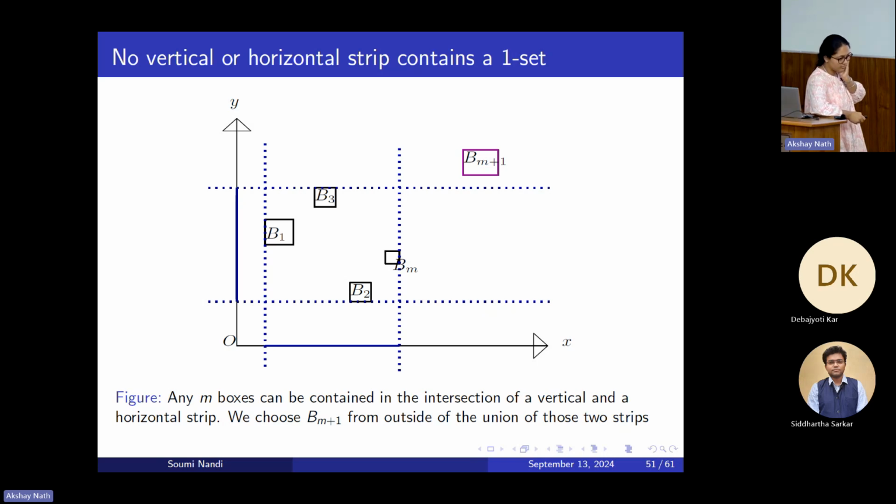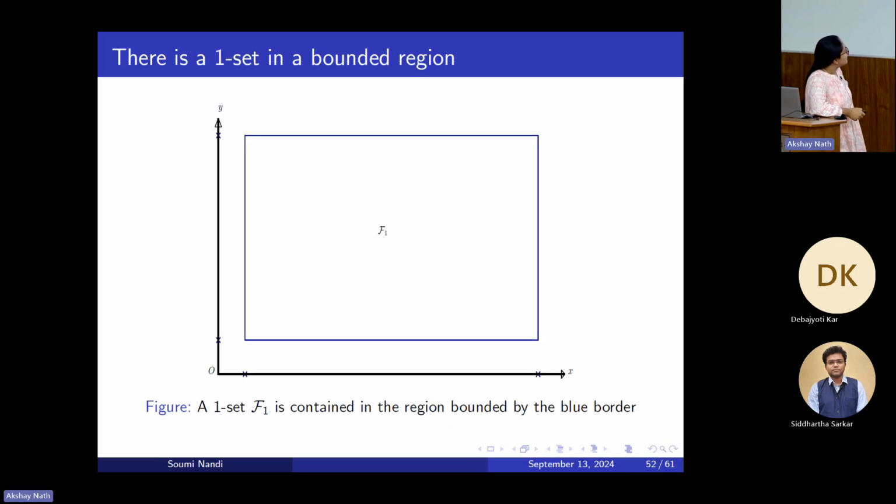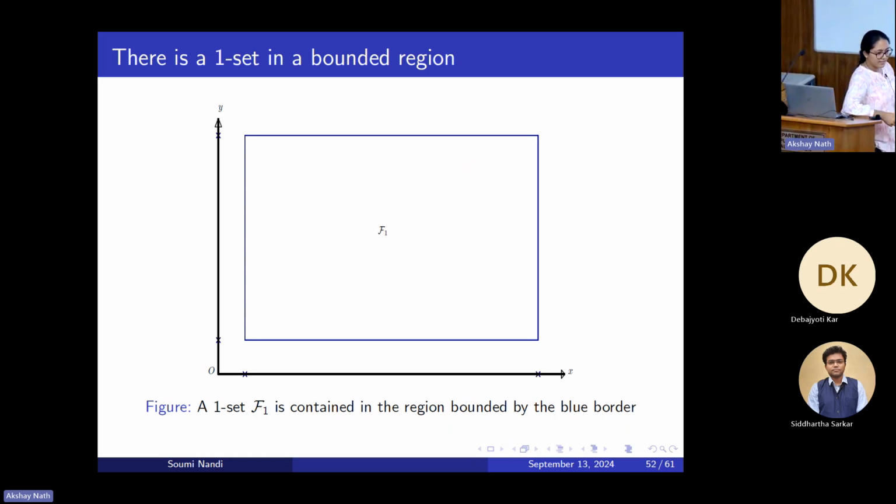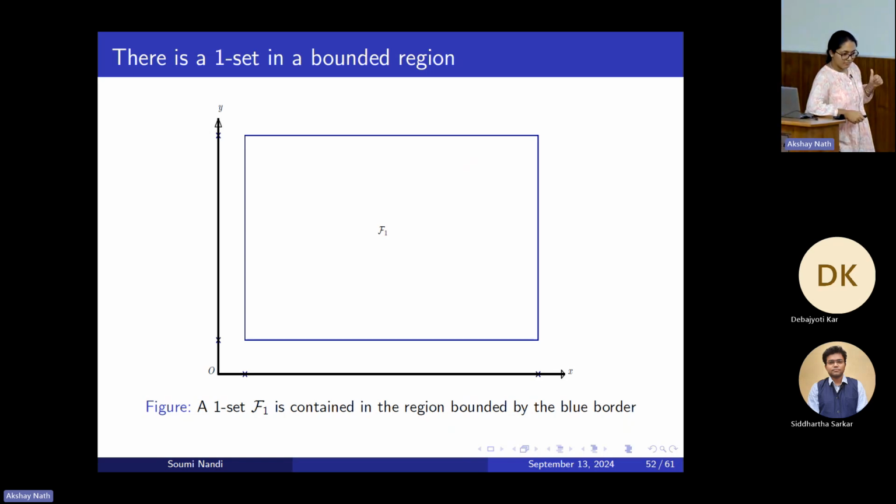That entire family is not pierceable by finite. Yes, and also I'm saying that this vertical strip or horizontal strip does not contain any one set. So does here contain any set? Yes. And the remaining case is that there is a bounded region where I can find a one set.